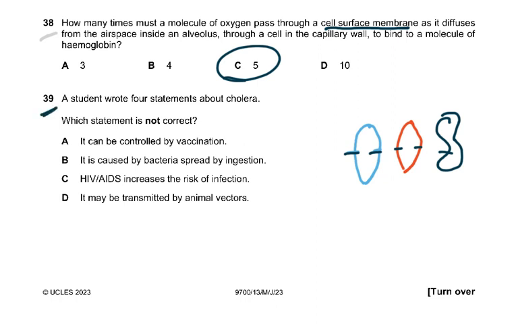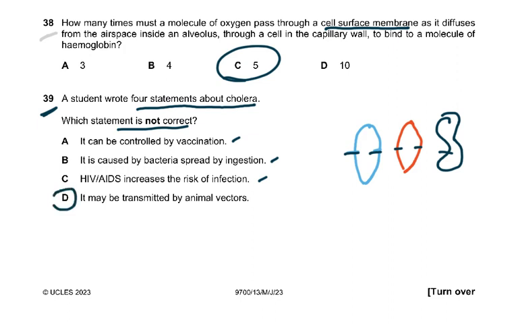Then question number 39, a student wrote four statements about cholera. Which statement is not correct? It can be controlled by vaccination. Yes. Caused by bacteria, spread by ingestion. Yes. HIV increases the risk of infection because HIV wrecks your immune system, so your immune system is not intact. So naturally, any disease is going to spread very easily in that.